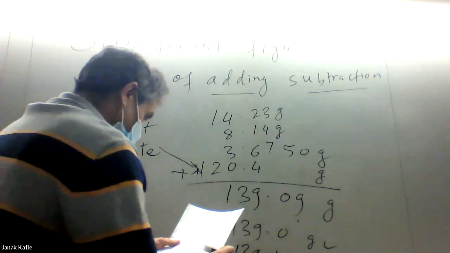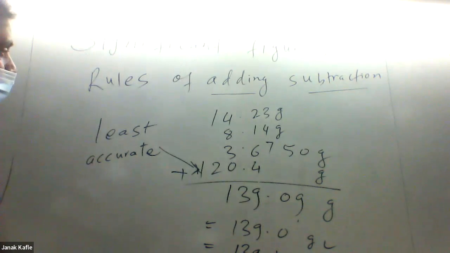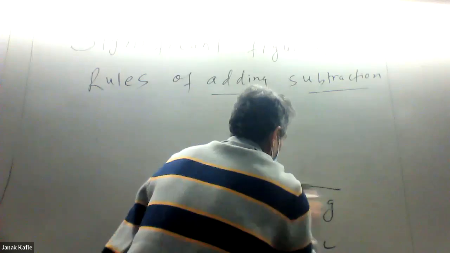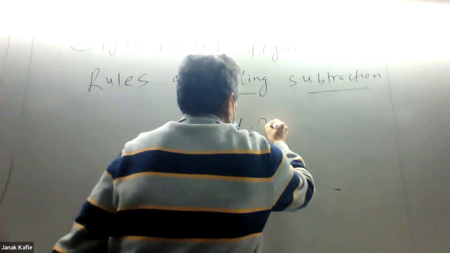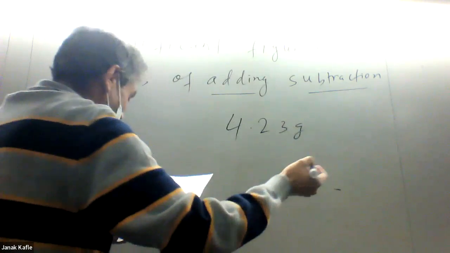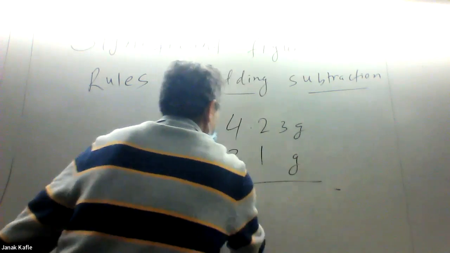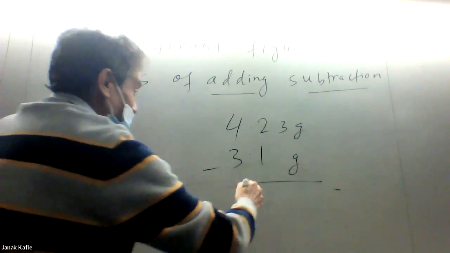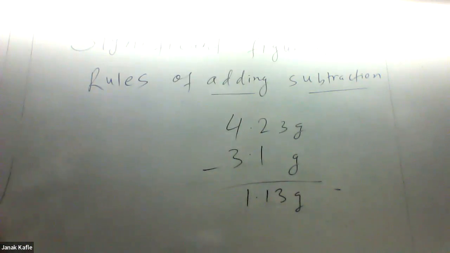Now, that's the addition. So if I have to do the subtraction, let's do the subtraction. Same rule. So when I do the subtraction, let's say I measure a mass or volume as 4.23 gram, and now I need to subtract another mass, 3.1 gram. So I'm subtracting this one. Now I put these numbers in the calculator, and the calculator gives me the answer. So 4.23 minus 3.1 would be 1.13 gram.